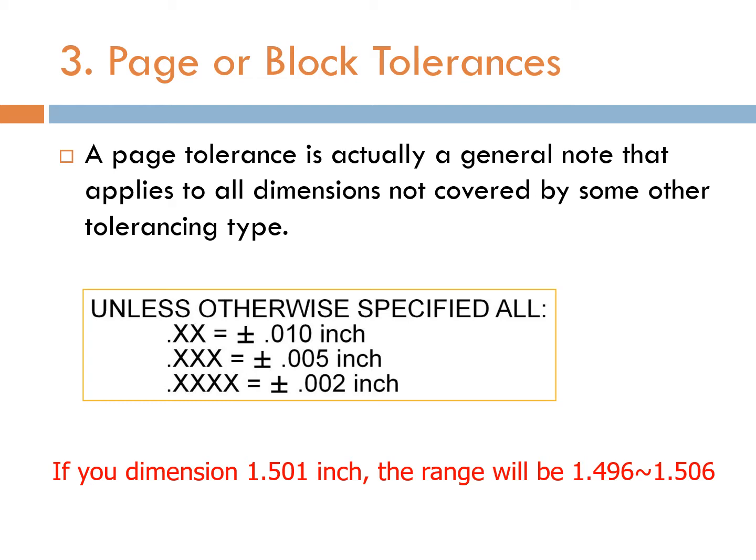So here we give you an example. If you have these general notes, and then you have a dimension which is equal to 1.501, and you look at it has 3 decimal places, then the tolerance will be in this case, which means the upper value will be this value plus 0.005, and the lower value will be minus 0.005, and that's the range the value should be in.